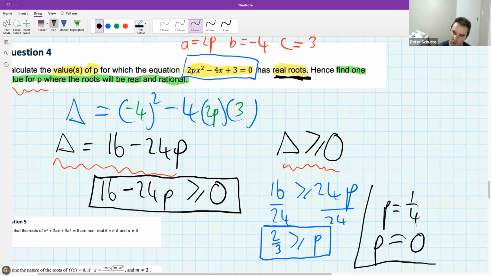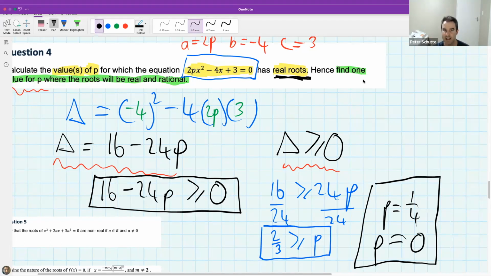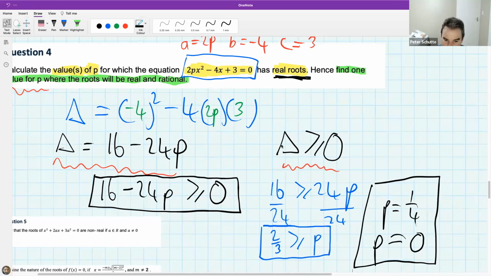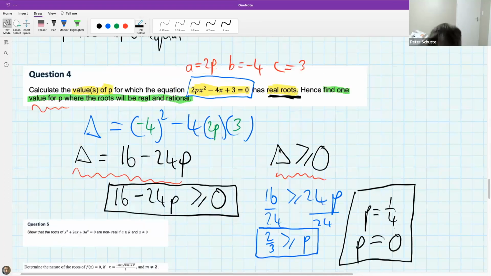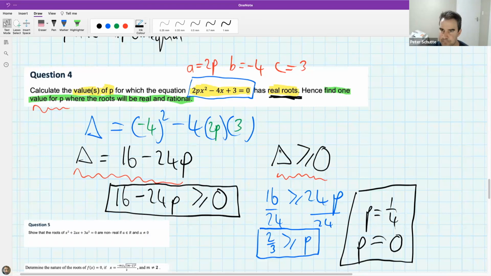But two of the options that I can think of would either be P is 0 or P is a quarter, and I can see a lot of you went for 0. Okay, that was a toughie. That was like a proper, like 80% question there.